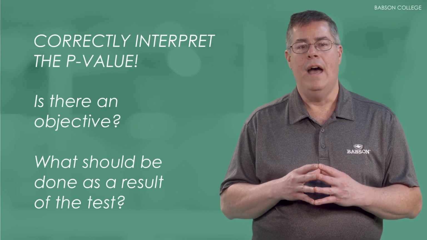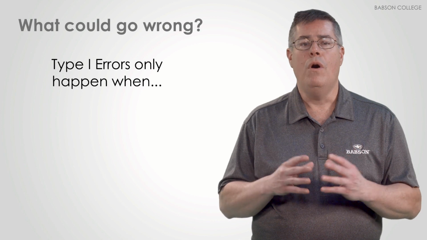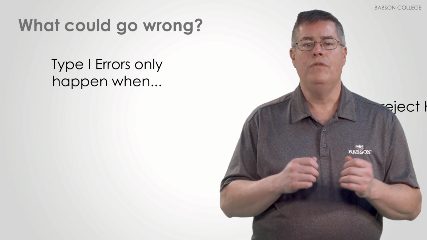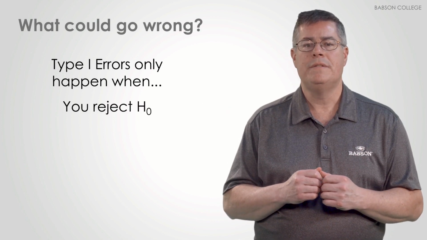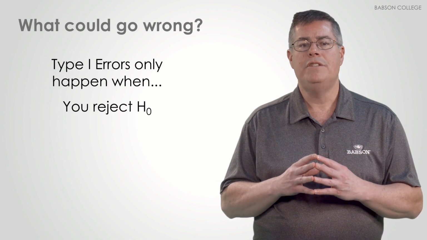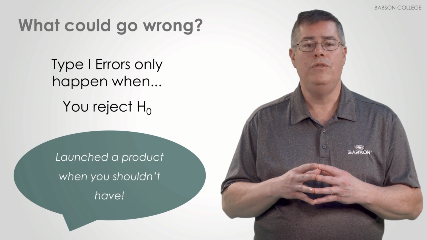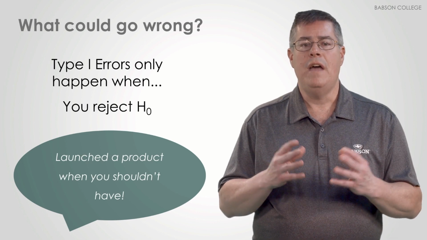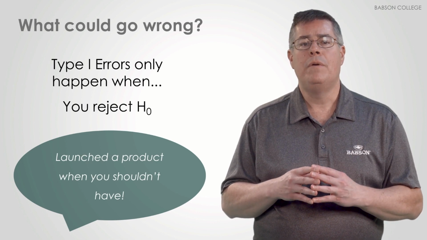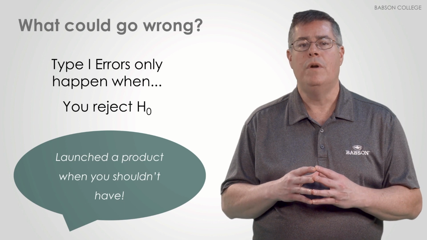I also like to ask the question, what could go wrong? That is a simple way of saying, what are the implications of making a type 1 or type 2 error? You can only make a type 1 error when you first reject the null hypothesis. The general implication here is that you take action like launching a new product when you should not have. The type 1 error is more prevalent, particularly when you are reading someone else's work.